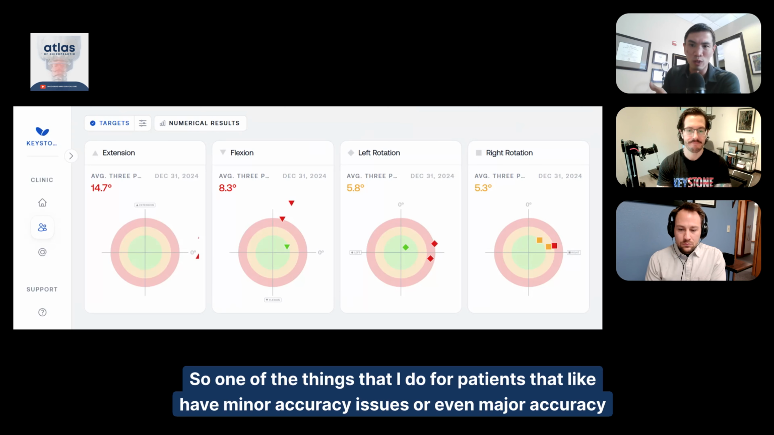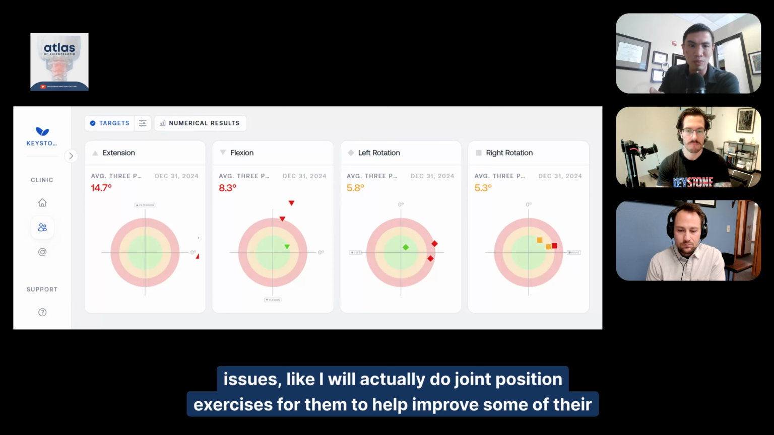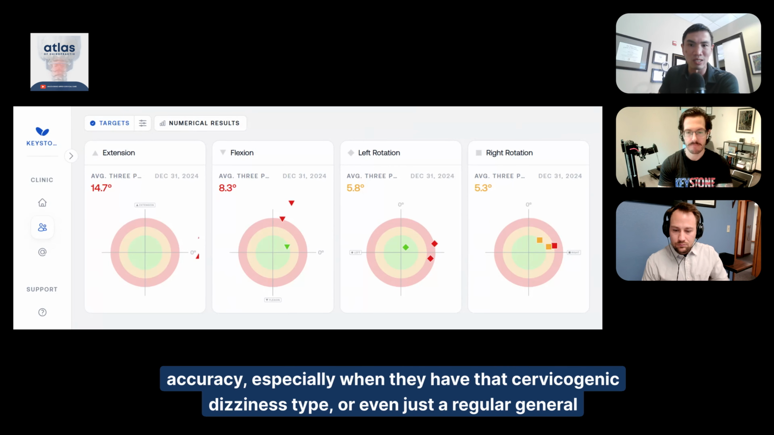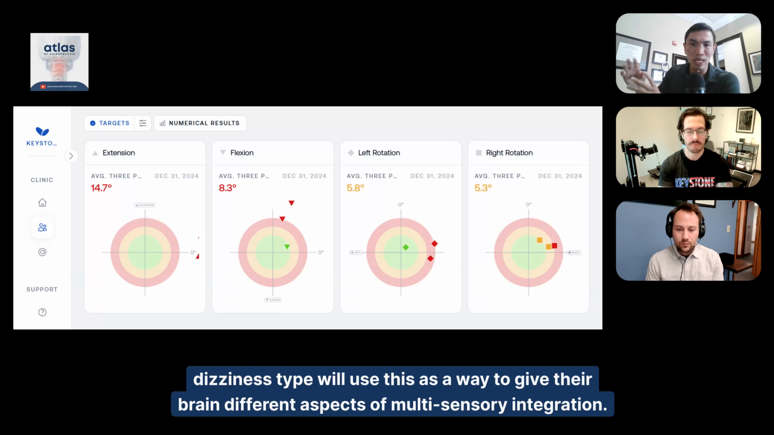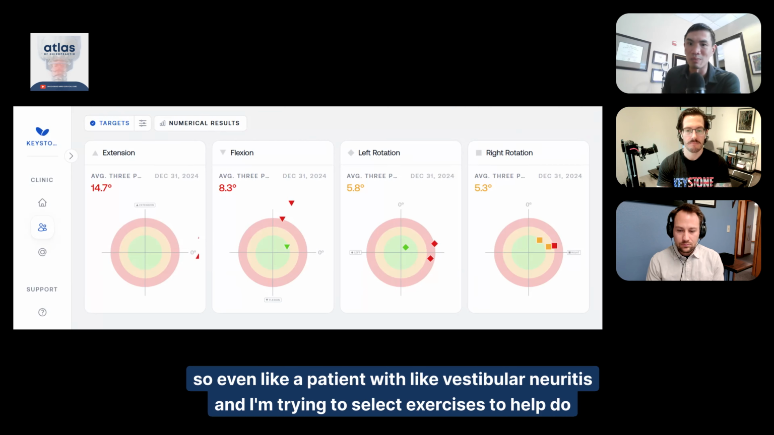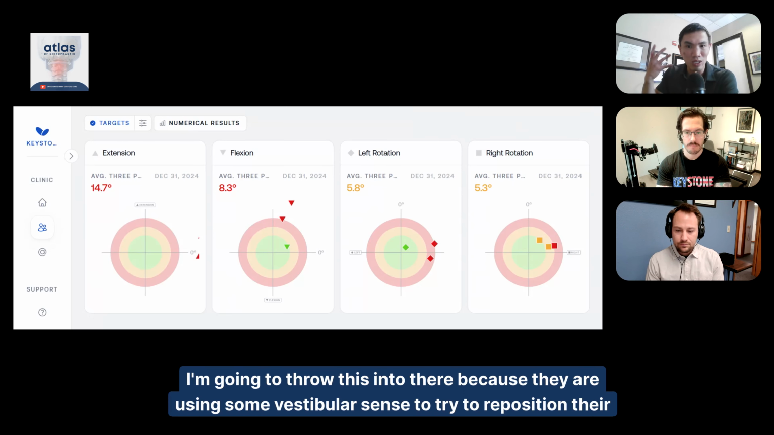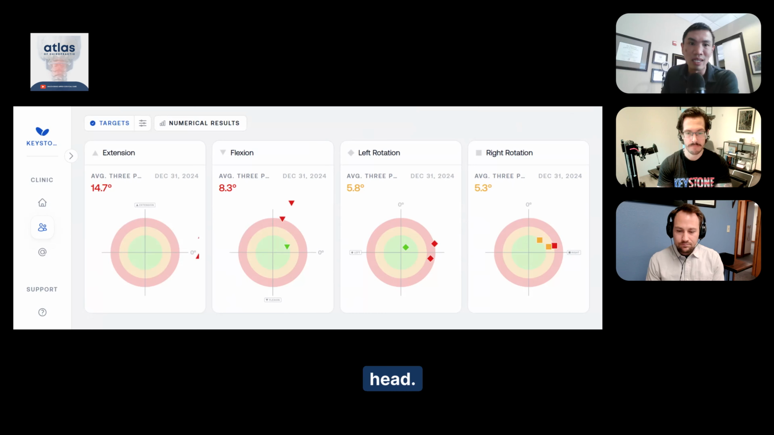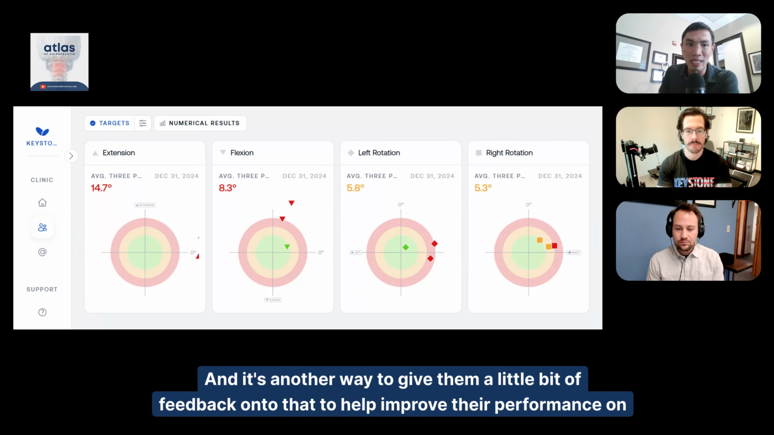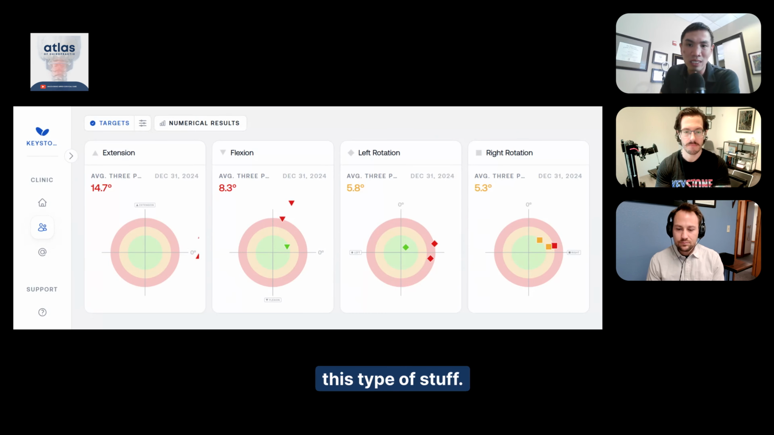So one of the things that I do for patients that have minor accuracy issues or even major accuracy issues is I will actually do joint position exercises for them to help improve some of their accuracy, especially when they have that cervicogenic dizziness type or even just a regular general dizziness type. We'll use this as a way to give their brain different aspects of multisensory integration. So even a patient with vestibular neuritis, where I'm trying to select exercises to help do vestibular rehabilitation with them, I'm going to throw this in there because they are using some vestibular sense to try to reposition their head, and it's another way to give them a little bit of feedback to help improve their performance on this type of stuff.